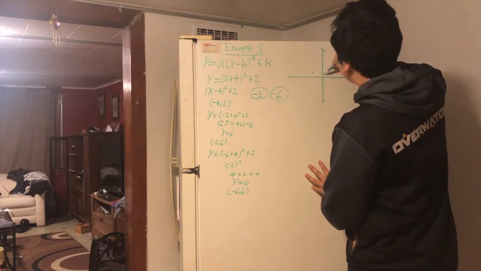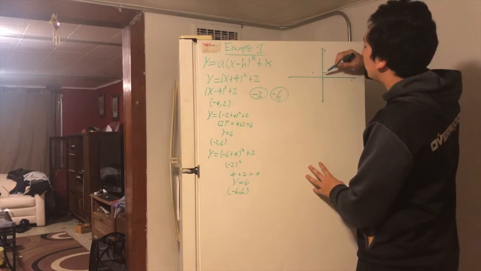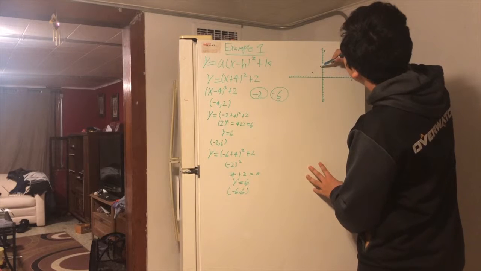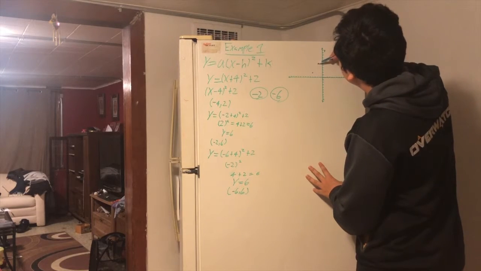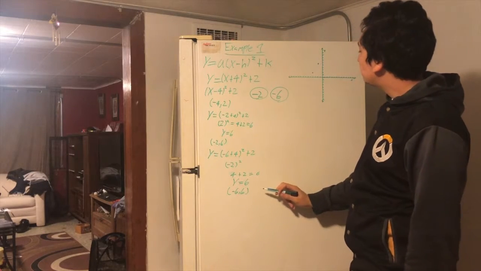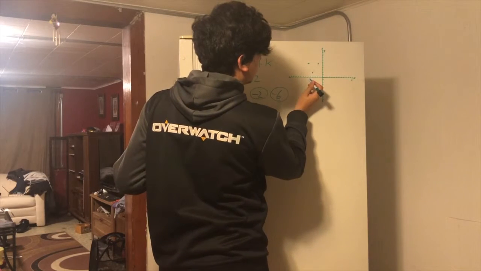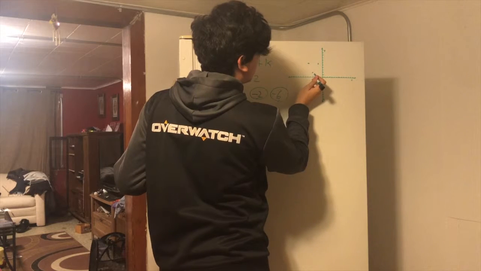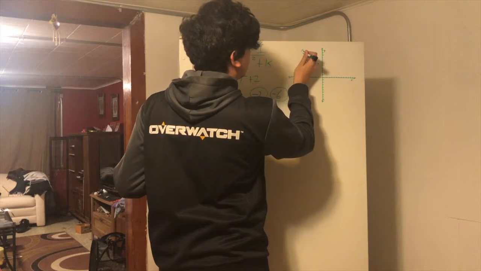So now we plug in our negative 2 into our positive 6. And now we just need to plug in our negative 6 and positive 6. And now it's all just a matter of having our parabola connect. Boom.